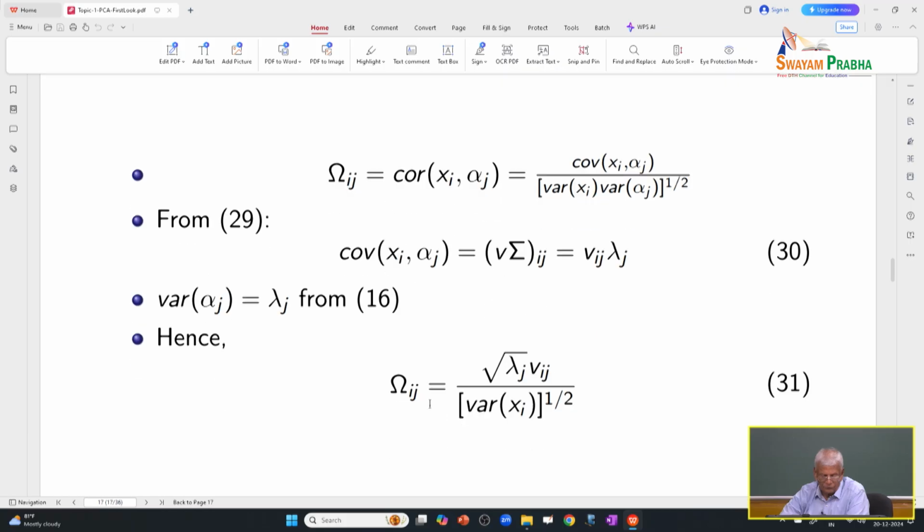Hence, the correlation between Xi and alpha j is square root of lambda j Vij divided by variance of Xi to the power half, that means the standard deviation of Xi. So this essentially comes from the definition.